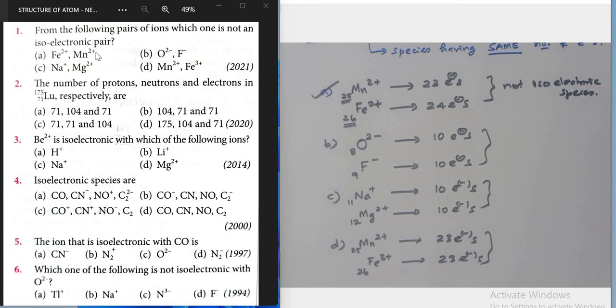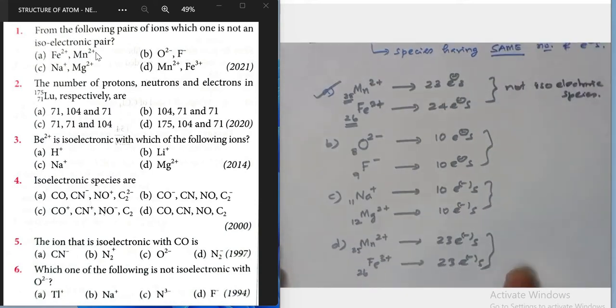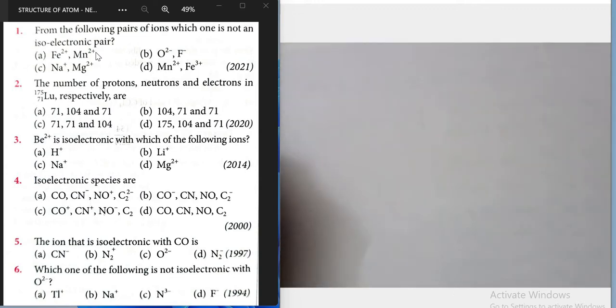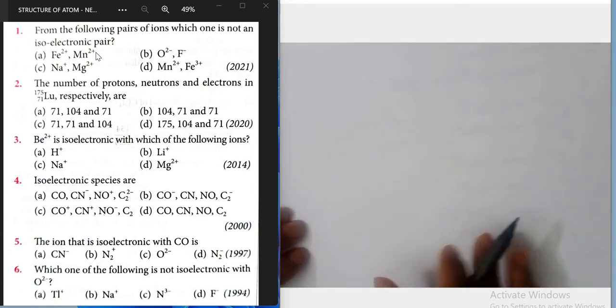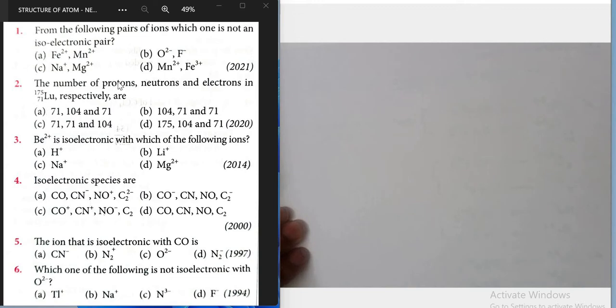Yes, sir. Now let me go through question number 2. In question number 2, they are asking the number of protons, neutrons and electrons in lutetium respectively.